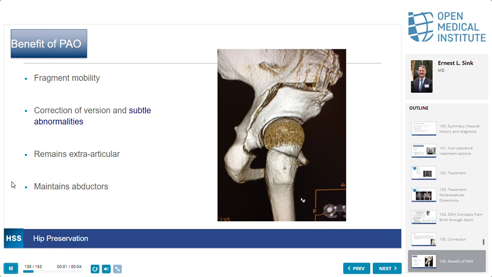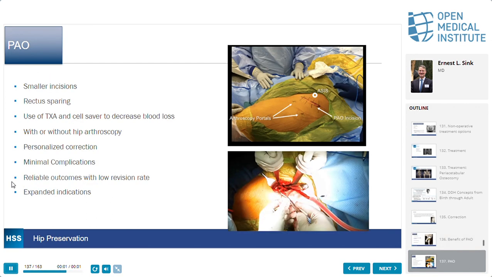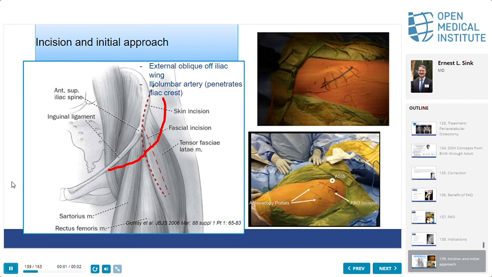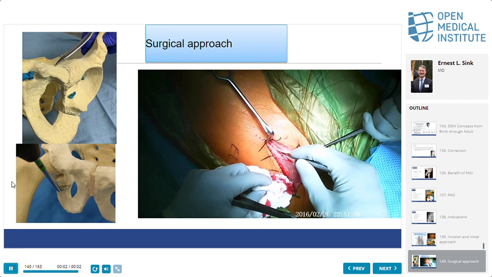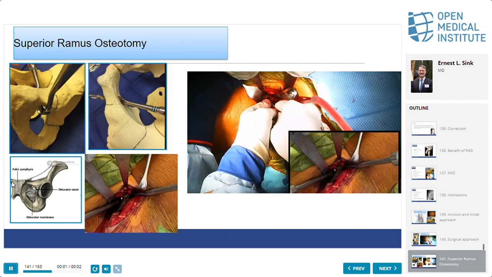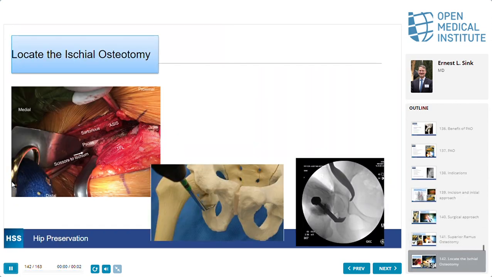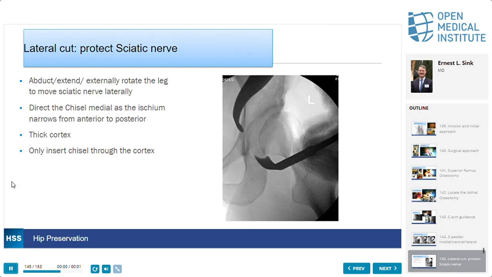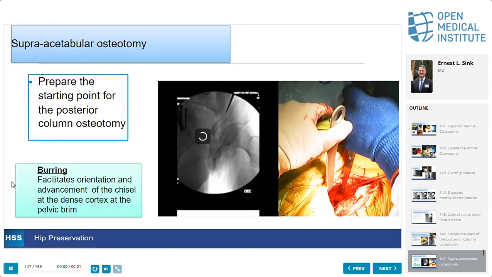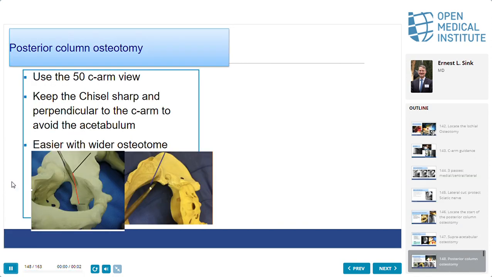So this is what it looks like. So now we can do subtle corrections through small incisions that you would do a similar incision to a total hip, but we do transverse versus longitudinal. And here's the example as I'll whip through because of time.